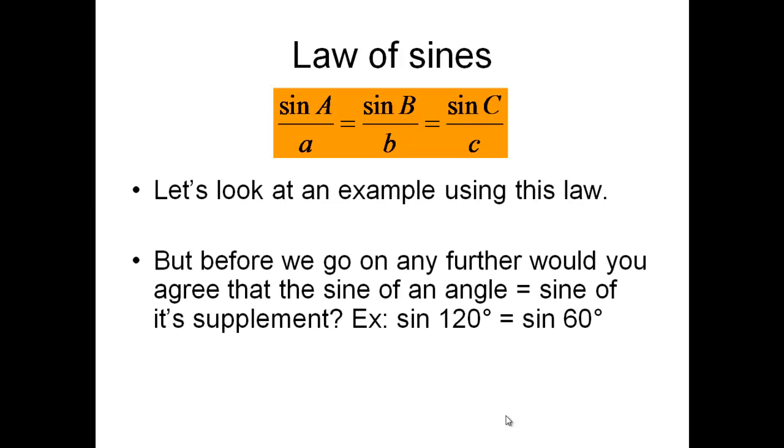But remember that when we think about our triangles, the sine of an angle is always going to be equal to the sine of its supplement. So for example, the sine of 120 degrees is going to equal the sine of 60 degrees because they have the same reference triangle on the unit circle. And of course, we know in the first and second quadrant, sines are both positive. So remember that as we move on further, especially when we get to the part in the second video that talks about two solutions possible.